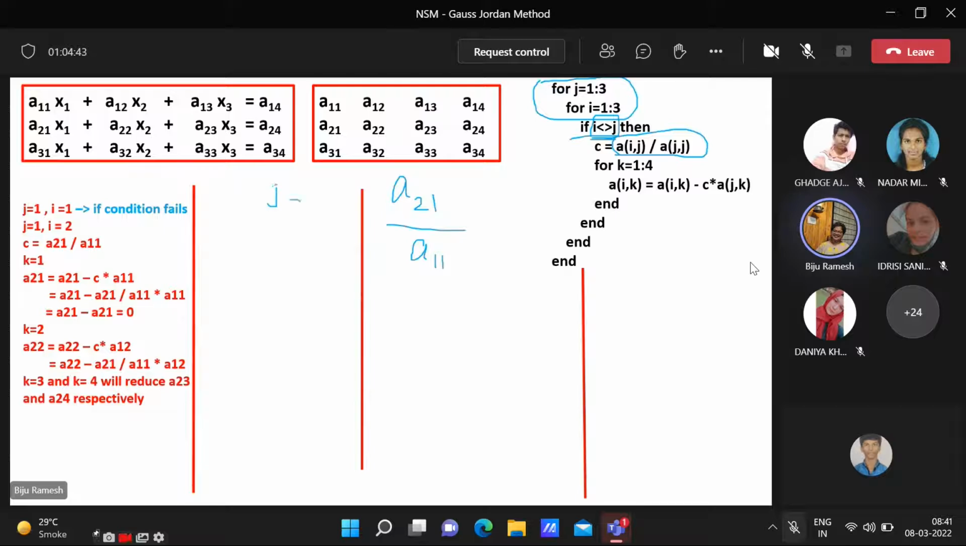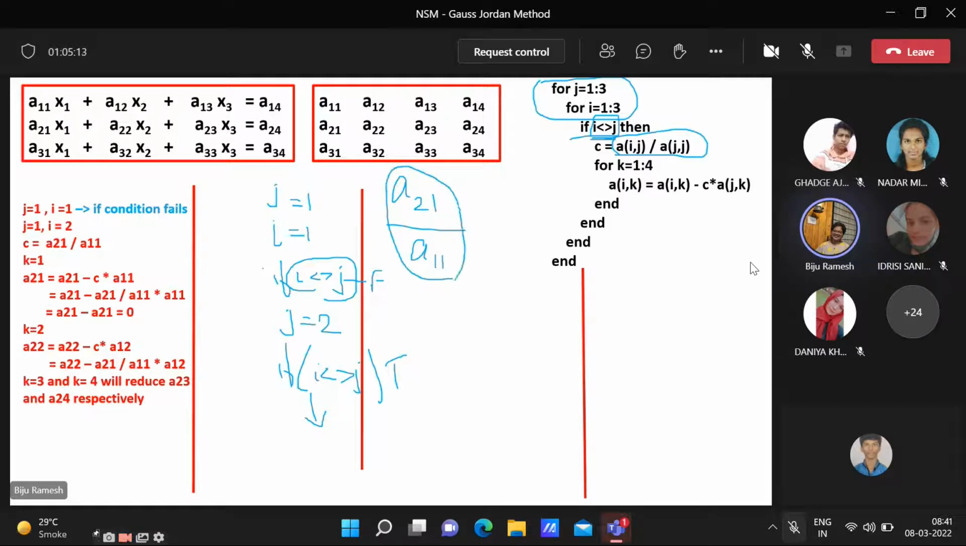Okay, so j is equal to 1 and i is equal to 1. The condition says if i not equal to j, but here i is equal to j, so it is false. So now j gets incremented and j becomes 2. Now this condition, if i not equal to j, is true, so it comes inside. And now I should find this constant A21 by A11. Where is this 2 present? In j. And where is this 1 present? In i. In j 2 is there and 1 is in i. Can you all see, everybody?